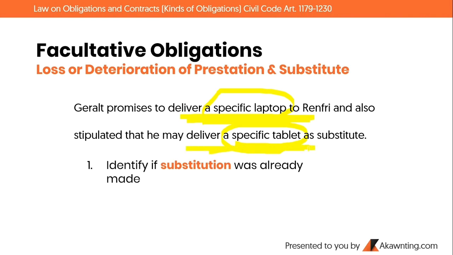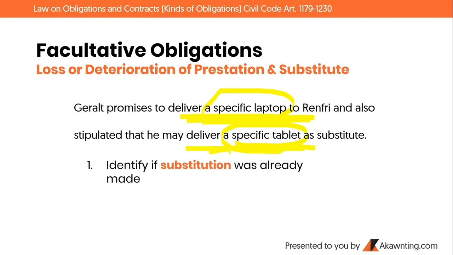So, ang active prestation natin ay yung specific tablet in that case kapag nagkaroon ng substitution. Okay. So, number 1, tignan daw natin: identify if substitution was already made. Okay. So, ganito. In answering facultative obligation problems, you must always determine if the problem indicates that there has been a substitution. Kasi yun yung trigger eh. Yun yung parang event na tinitignan natin, para makita kung ano ba yung currently active prestation at the moment.